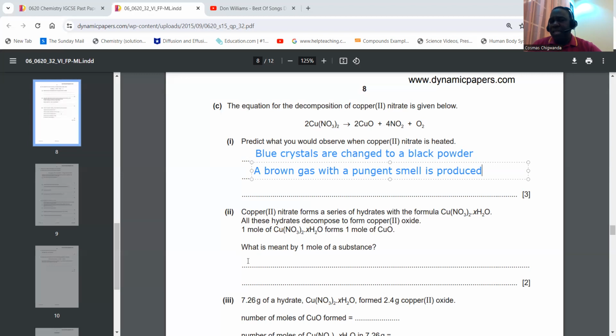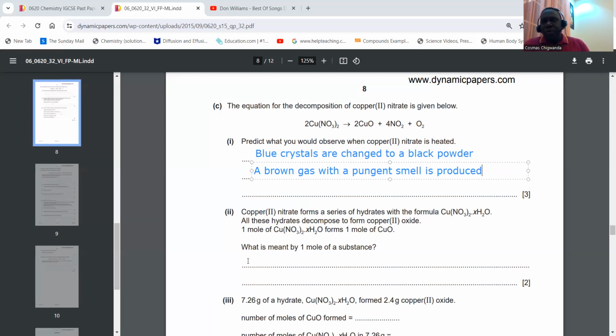The moment you are given that, the examiner is not wasting their time because they want you to use that information later on in the calculation. 1 mole of our hydrated salt would form 1 mole of copper 2 oxide. So what is meant by 1 mole of copper 2 oxide? Several answers here are acceptable.